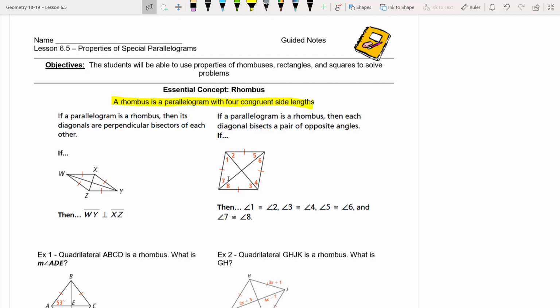Okay, so we know that the diagonals bisect each other. In this case, they also create right angles. Okay, so I've got 4 right angles in the middle of my rhombus, and they create 4 right triangles here.